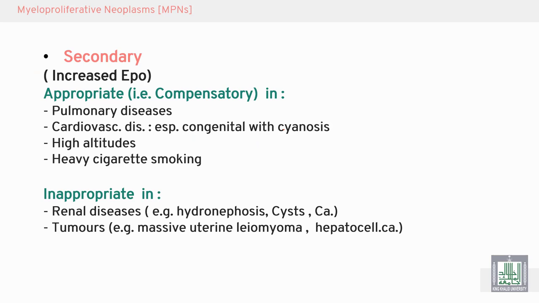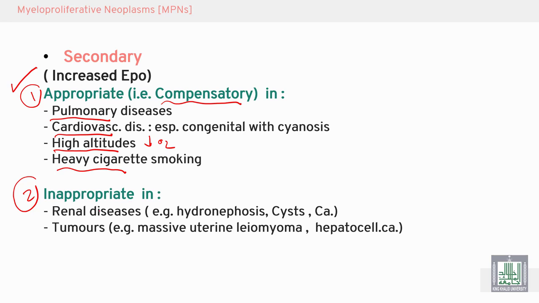Secondary, due to increased erythropoietin, either an appropriate increase or an inappropriate increase in the erythropoietin. What is meant by appropriate? Appropriate means compensatory to a condition in the lung, pulmonary disease, or in the heart, cardiovascular disease, or high altitude with hypoxia, or heavy cigarette smoking with abnormal hemoglobin.